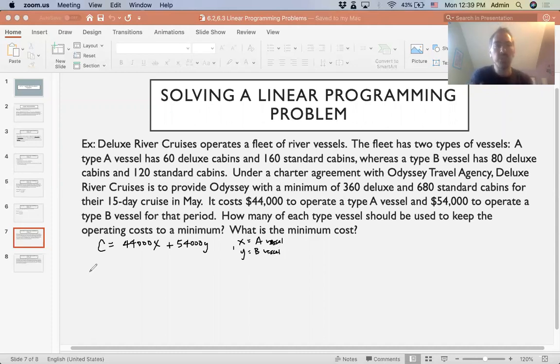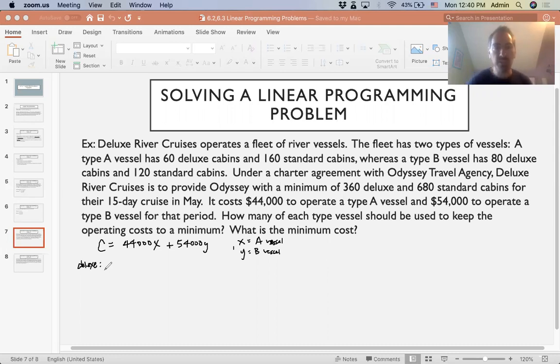Okay, so now once we have our objective function, we need to determine what our constraints are. So we're constrained by the number of deluxe and standard cabins, right? Because we want to have a minimum of 360 deluxe and 680 standard cabins. So we need to find what these inequalities are going to be for that. So for the deluxe, we need a minimum of 360. That's greater than or equal to 360. We can have 360 or more, but we cannot have less.